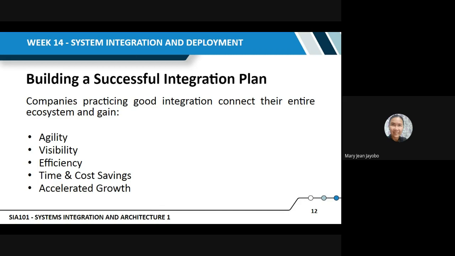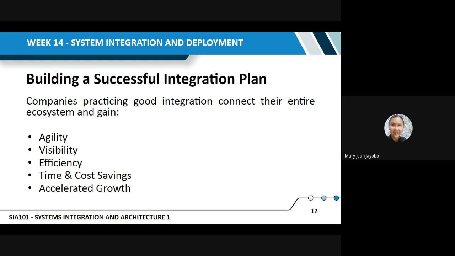And then we also have what we call the visibility. Okay, visibility. Now, visibility into the data flowing throughout your business so you can proactively manage processes and troubleshoot some errors. And efficiency by connecting disparate applications and improving processes across the enterprise. Mas nagiging efficient, no? So naiwasan yung mga errors. And time and cost savings.